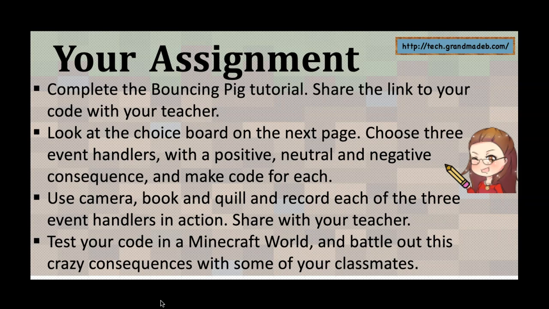Your assignment. Complete the Bouncing Pig tutorial. Share the link to your code with your teacher. Look at the choice board on the next page. Choose 3 event handlers with a positive, neutral, and negative consequence, and make code for each. Use the camera, book, and quill and record each of the 3 event handlers in action. Share that with your teacher. Test your code in a Minecraft world and battle out the crazy consequences with some of your classmates.